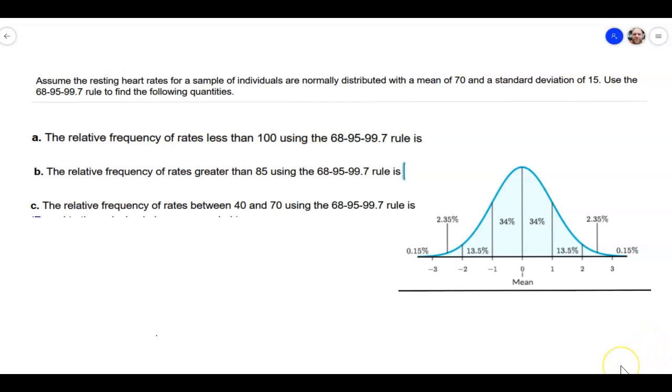Today I want to take a look at an example from section 6C. This is on the normal distribution that we talked about in class on Wednesday, and it says, assume that the resting heart rates for a sample of individuals are normally distributed with a mean of 70 and a standard deviation of 15. Use the 68, 95, 99.7 rule to find the following quantities.